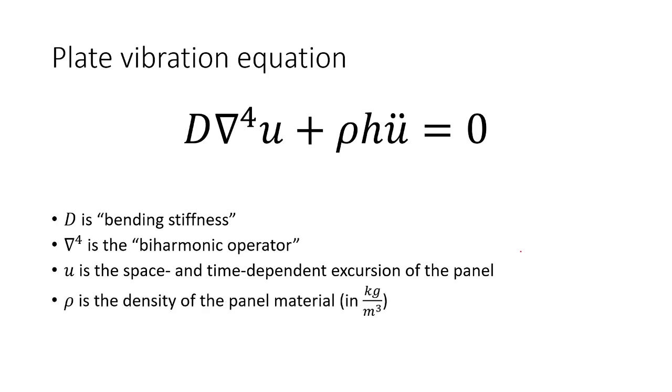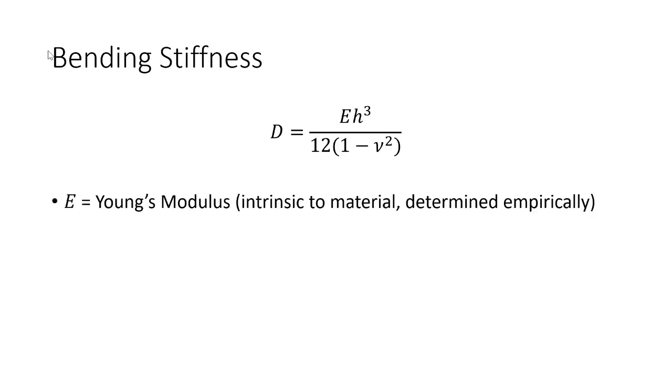Rho is the density of the panel material, that's in kilograms per cubic meter, and h is the thickness of the panel. Let's dig a little more deeply into the bending stiffness parameter. That's D, which is equal to E h cubed divided by 12 times (1 minus nu squared). So the parameter E is called Young's modulus. That's intrinsic to the material and it's determined empirically. This has to do with the ratio of stress to strain, and it's a mechanical engineering parameter that you measure with special stress and strain gauges. h is the panel thickness.